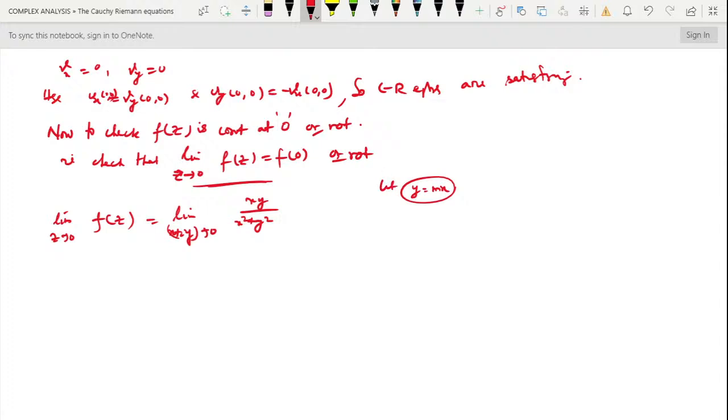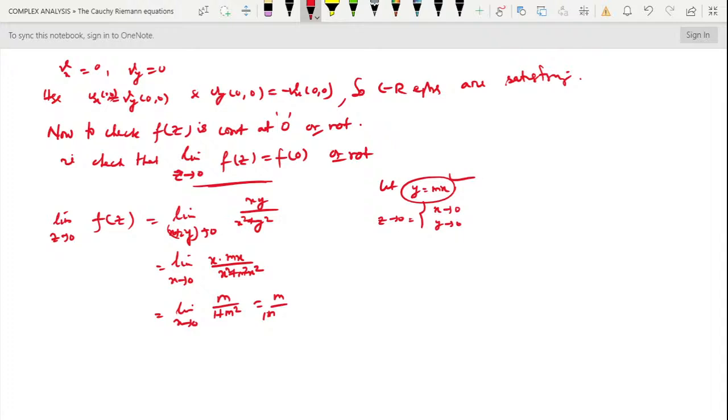Z goes to 0 means you can approach in this way. Let y equal to mx. So when x goes to 0, y goes to 0, that means z goes to 0. So I can write the limit as x goes to 0, taking y equal to mx: in place of x it is x, in place of y it is mx. Then it is m x square divided by x square plus m square x square. From both numerator and denominator, x square cancels out, and only m divided by 1 plus m square is left.